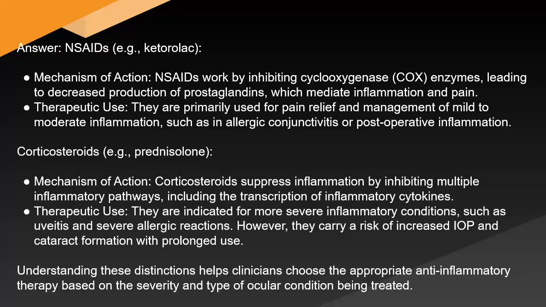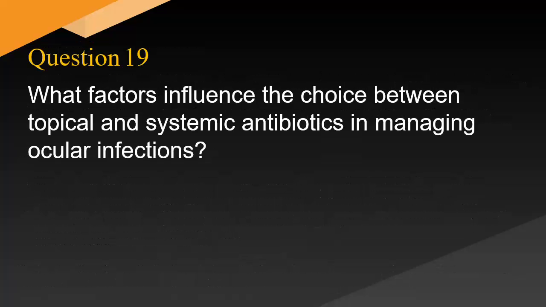Mechanism of action: corticosteroids suppress inflammation by inhibiting multiple inflammatory pathways, including the transcription of inflammatory cytokines. Therapeutic use: they are indicated for more severe inflammatory conditions such as uveitis and severe allergic reactions. However, they carry a risk of increased IOP and cataract formation with prolonged use. Understanding these distinctions helps clinicians choose the appropriate anti-inflammatory therapy based on the severity and type of ocular condition being treated. What factors influence the choice between topical and systemic antibiotics in managing ocular infections?